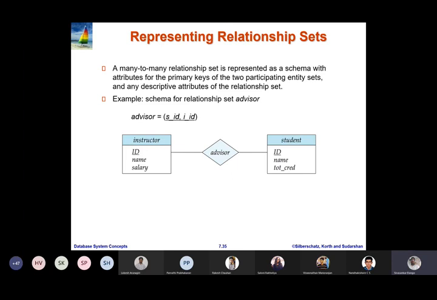So for example, we have advisor as a relationship set that exists between the instructor and the student, and you have two entity sets participating in the relationship set advisor, student and instructor. So the student primary key is going to be student.id, and the instructor primary key is going to be instructor.id. So you contain the primary key of the participating entities in the relationship schema, right? So whenever you need to represent the relationship set by means of a relation, you are going to have the same name as the relationship set. So the relation name is going to be advisor with the primary keys of both the participating entities.